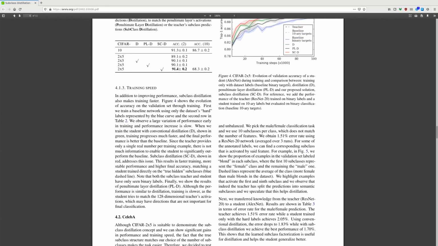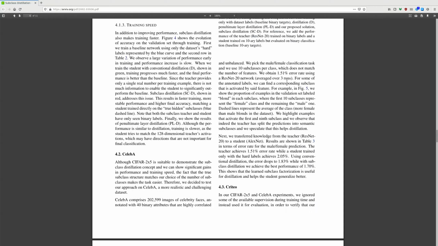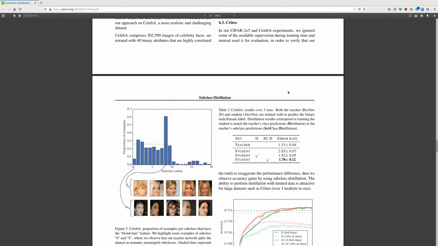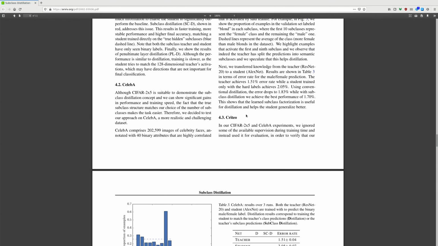Training speed. Yeah, I'm running out of time. Let me see this criteria.